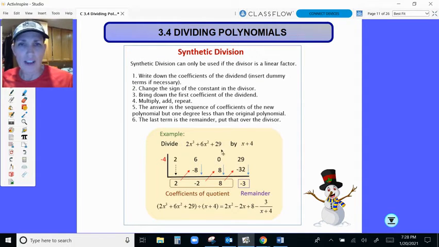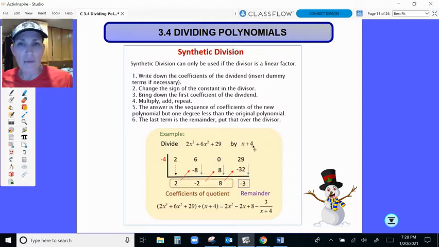So here we have divide this polynomial by x plus 4. Notice that what we do first of all is write down all the coefficients of the dividend. So we take this 2, 6, and then we have a 0 here. We always want to fill in whatever power is not represented. So since there's no x term, linear term, we put a 0 there. So we put a 2, and then a 6, and then a 0, and then 29 for our number term.